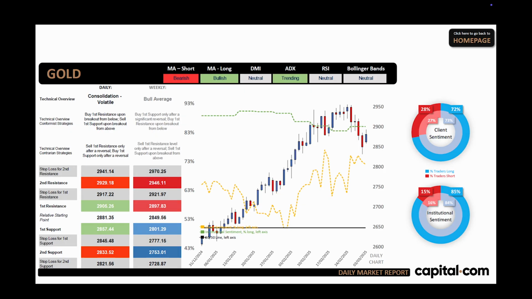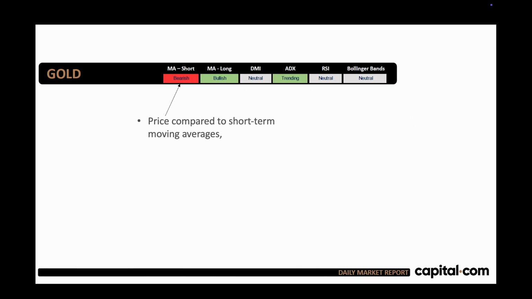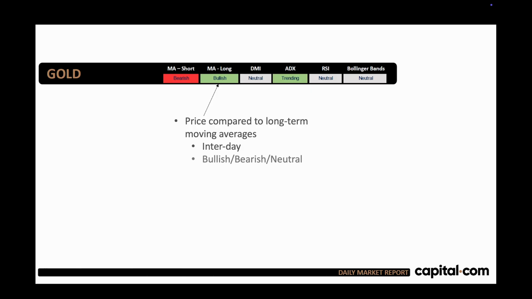Now let's get a little bit technical and start with those technical boxes. The first one, MA short. MA stands for moving average. It's price compared to short-term moving averages. It's usually used for intraday trading, and it's either going to be bullish, bearish, or neutral, depending on where price is with respect to those short-term moving averages. MA long, or price compared to long-term moving averages, is meant for those looking to place 1 or 2 trades per week, and it's also either going to be bullish, bearish, or neutral.